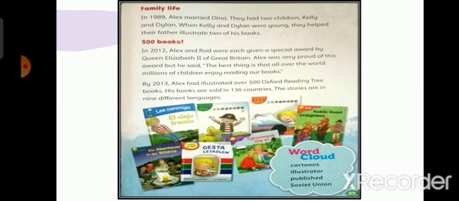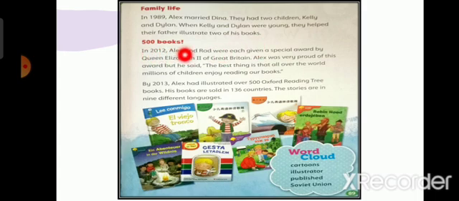Now, come to the last page. It is page number 89. Family life. Here we'll come to know about his family life. In 1989, Alex married Dina. They had two children, Callie and Dylan. When Callie and Dylan were young, they helped their father illustrate two of his books.